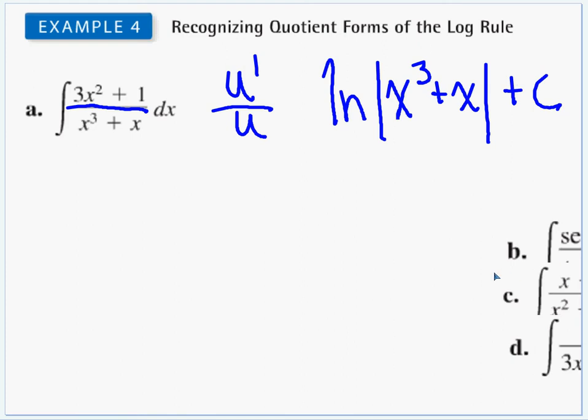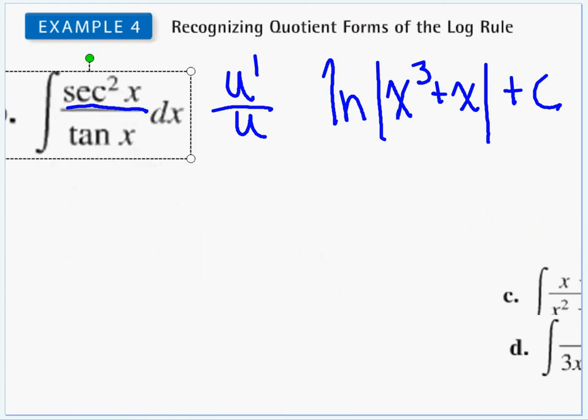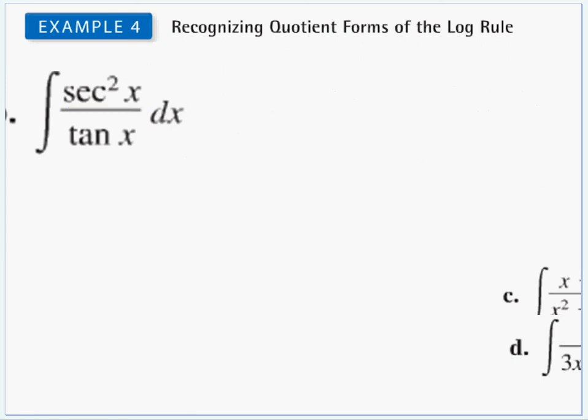Okay. Letter B. Okay, we got some trig functions here, but that's not going to scare us. It is a fraction. So let's look at that denominator, u, tan x. What's the derivative of tan? Well, it just happens to be secant squared, which is right upstairs. That's our u prime. And we are ready to go.